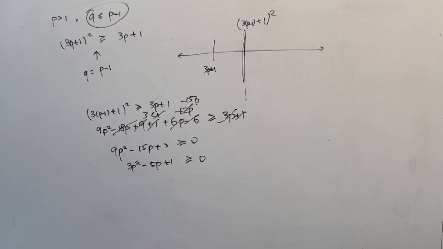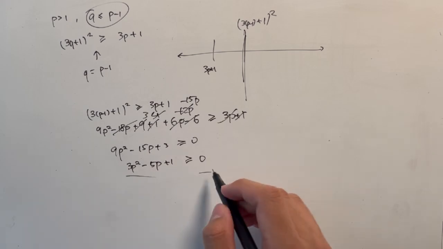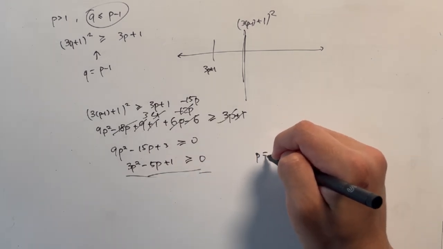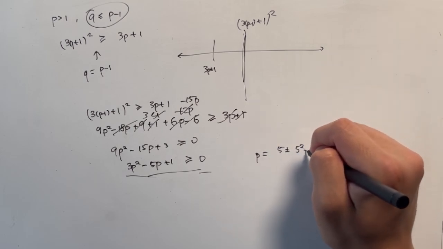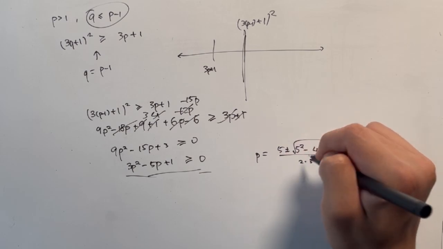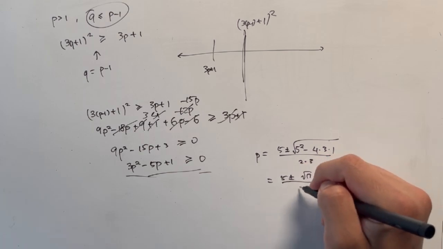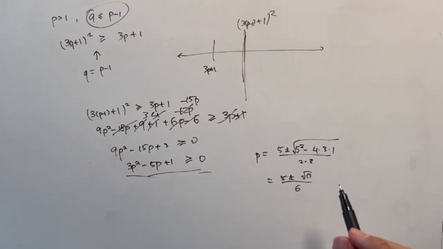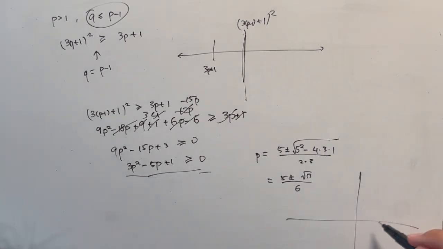We can't seem to factor this, so we might have to use the quadratic formula again. So we get that the roots are p equals 5 plus or minus the square root of 5 squared minus 4 times 3 times 1, over 2 times 3, which is equal to 5 plus or minus square root of 13 over 6. Last time it was 7 plus or minus square root of 13, and now it's 5 plus or minus square root of 13. So it's just shifted a little bit to the left from last time.